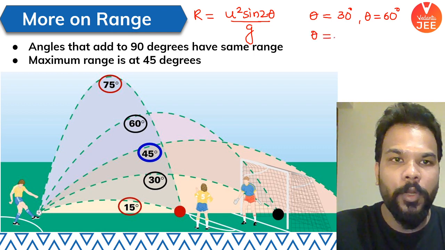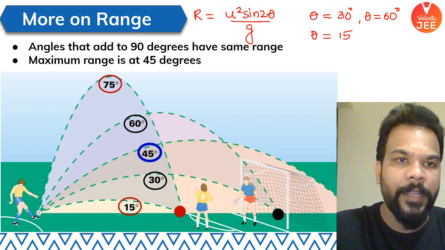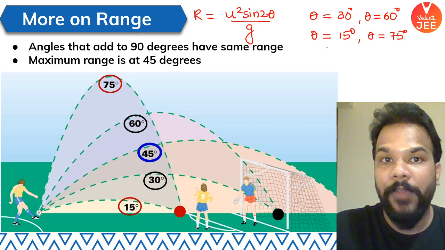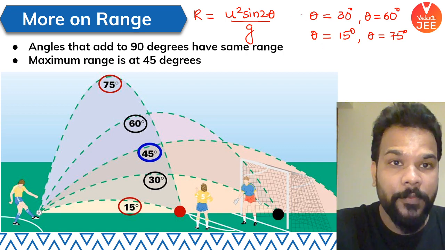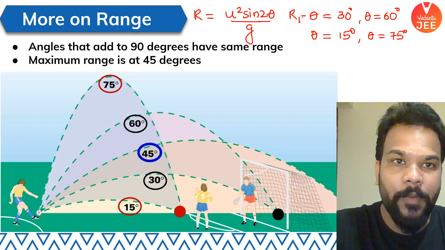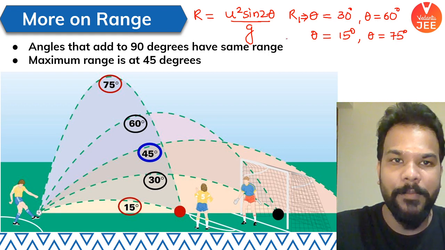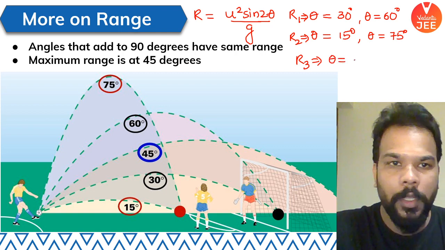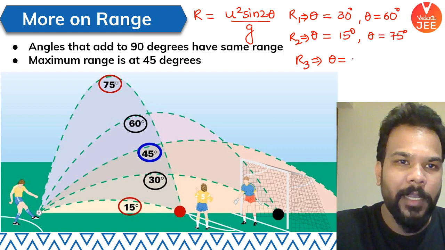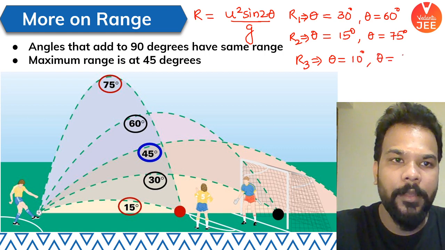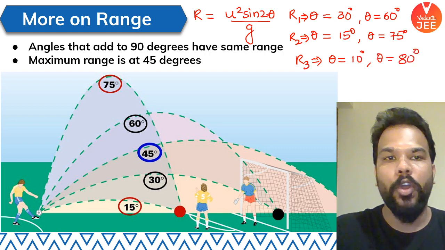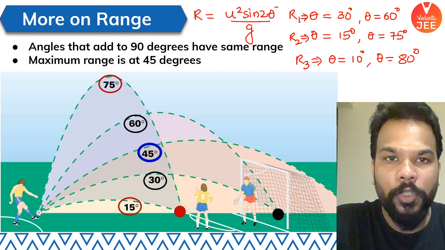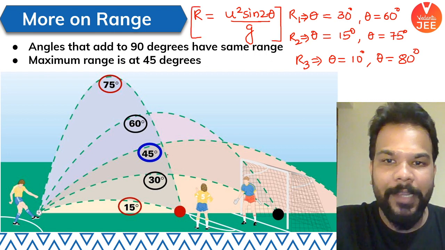If you put theta as 15 degree and you put theta as 75 degree, you will get the same value of R. Same means what? If this value is, say, R1, then R1 will come for both 30 degree and 60 degree. Same for R2, some other range, which will come for, say, theta equal to 10 degree and 80 degree. So all these angles are complementary angles. If you put those values here, you are going to get the same value of range.